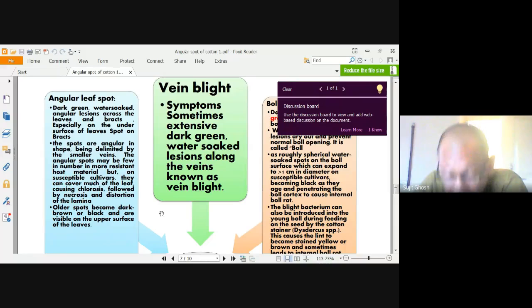So, the target organ. Whenever we visit a cotton field, we either find the leaf affected or, at the fruiting stage, the fruit affected. Leaves are affected with angular spots or along the main vein. But on the fruit, it is affected on the surface.